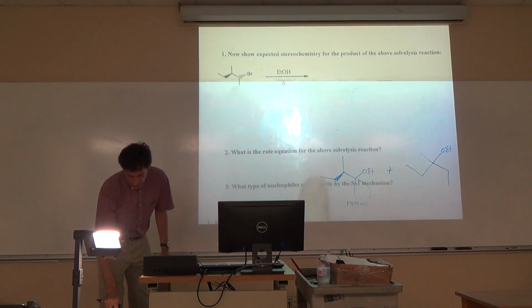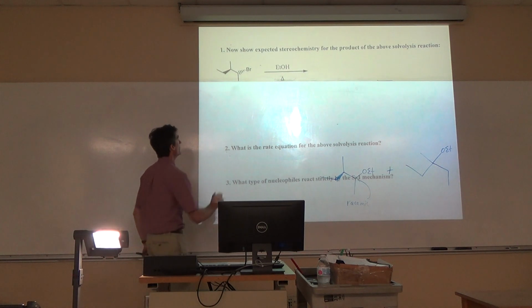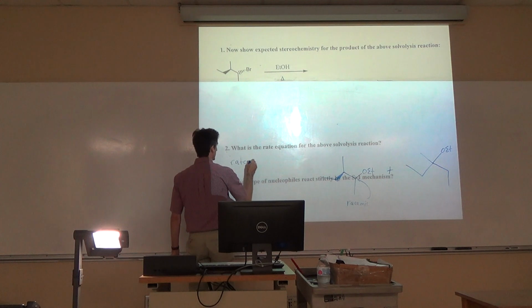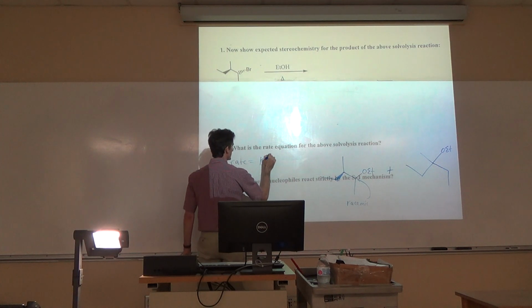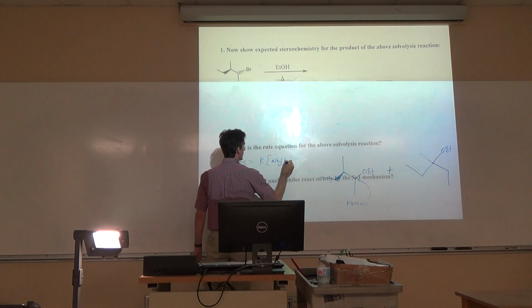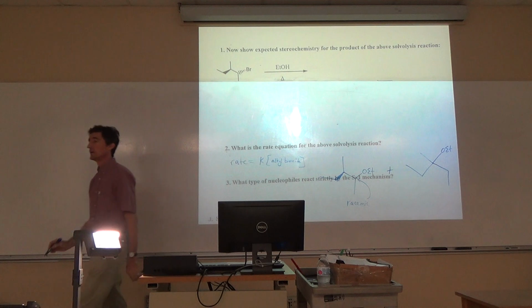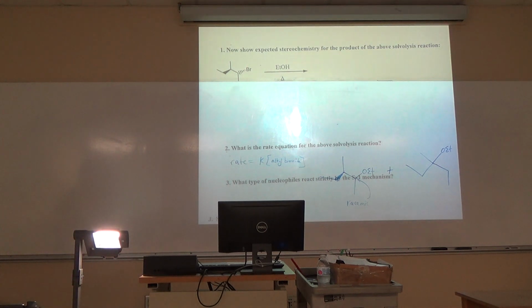Okay, what's the rate equation for the above solvolysis reaction? Rate equals what? Some type of constant times what? Alkyl bromide times what? That's it. SN1. Does it matter how much ethanol we use? If we use more ethanol, is that going to make the reaction faster? No.